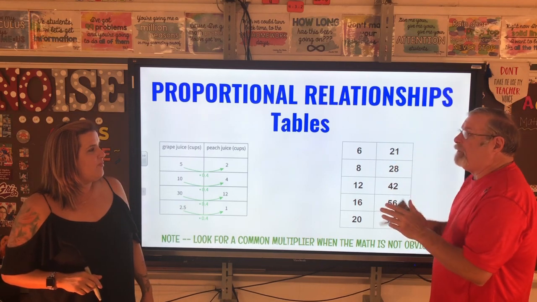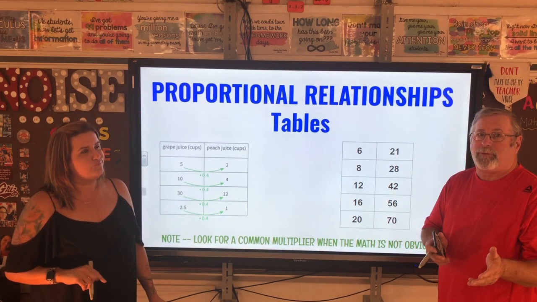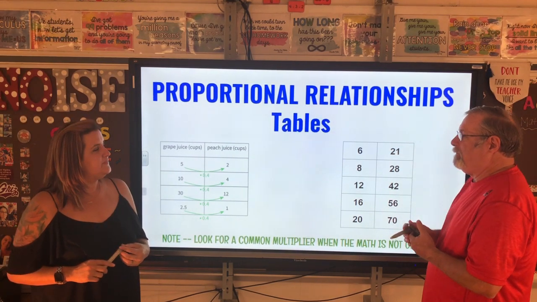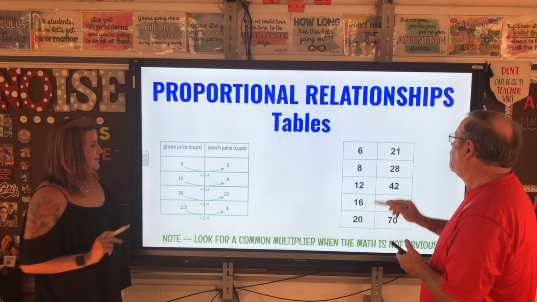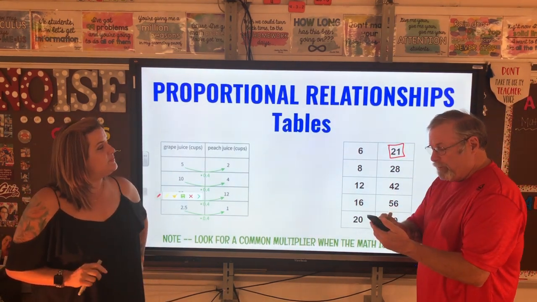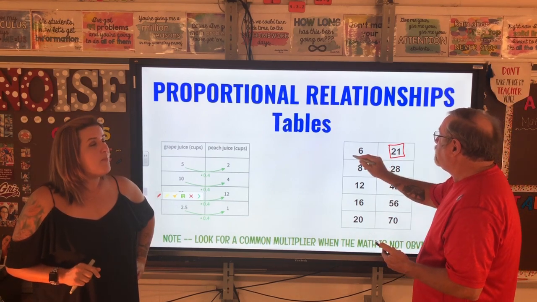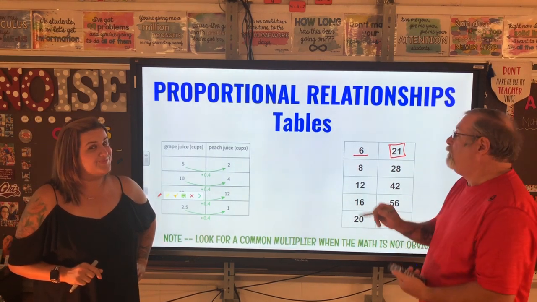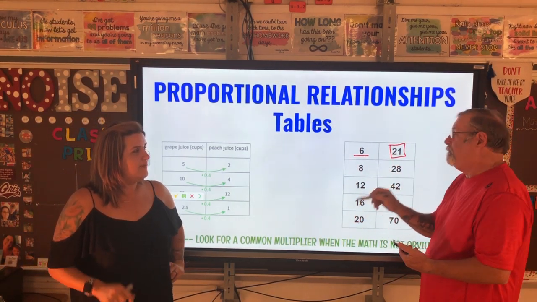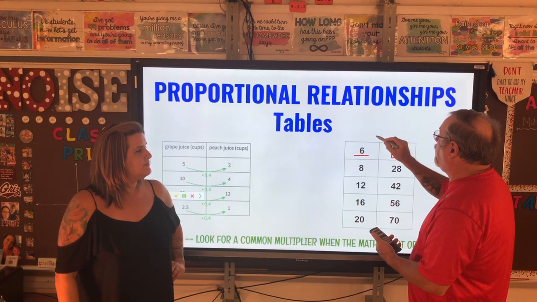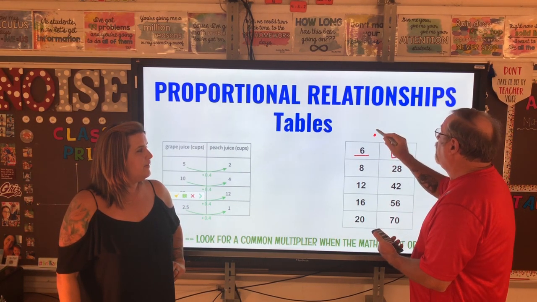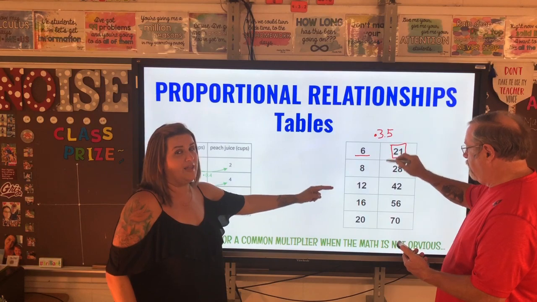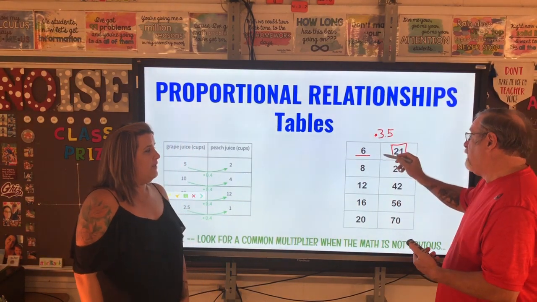Okay, so 6 to 21. It's going to sound weird because to find a common multiplier, I have to divide. I take the big number, 21, put it in my calculator, and divide it by the smaller number, 6, which gives 3.5. So 6 times 3.5 equals 21, and my common multiplier is times 3.5. But in order for it to be a common multiplier, every line has to be the same. Can I check just a couple of these?